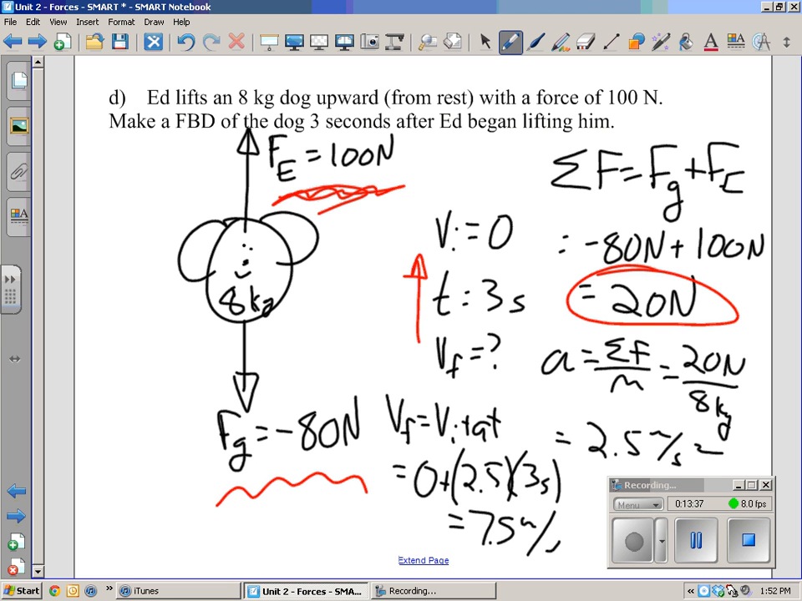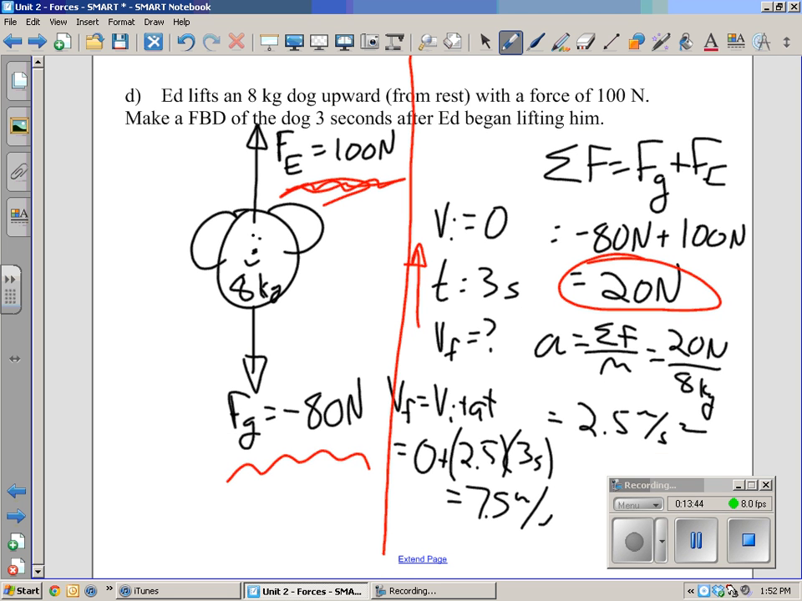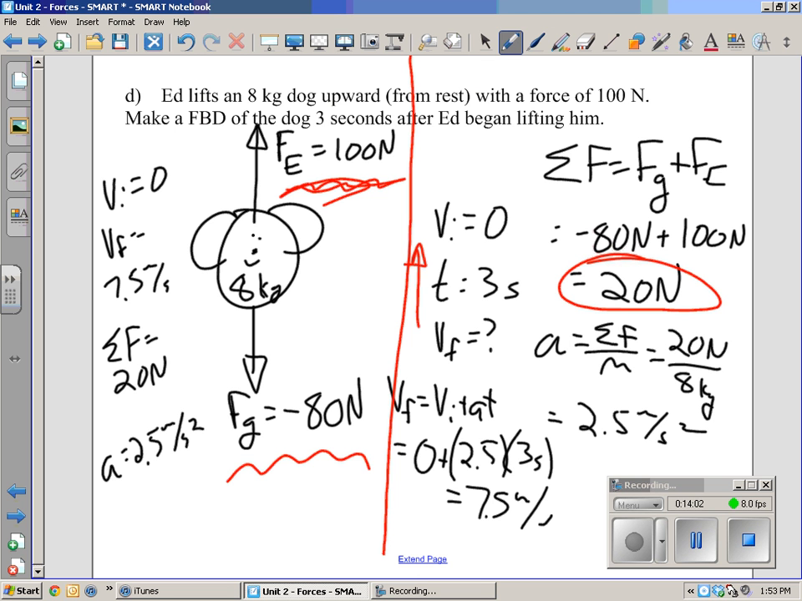Okay, so my final free body diagram would be everything to the left of that red line that I just drew. So I've got that. I need to write down my velocity. The drawing began when the velocity was 0. My final velocity I just found at 7.5 meters a second. I should write down my net force, which is the 20 newtons. And I should write down my acceleration, which is 2.5 meters a second squared. Okay, so everything on that side of the red line is my free body diagram. Hopefully yours are a little bit neater than mine.